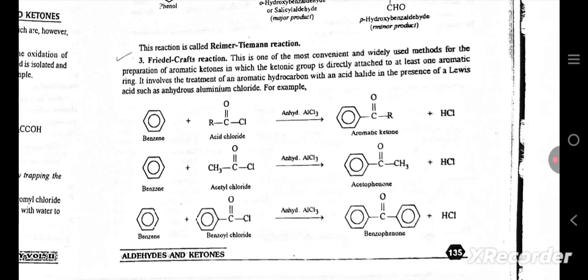Reimer-Tiemann reaction. Friedel-Crafts reaction. This is one of the most convenient and widely used methods for the preparation of aromatic ketones in which the ketonic group is directly attached to at least one aromatic ring. It involves the treatment of an aromatic hydrocarbon with an acid halide in the presence of a Lewis acid such as anhydrous aluminum chloride.